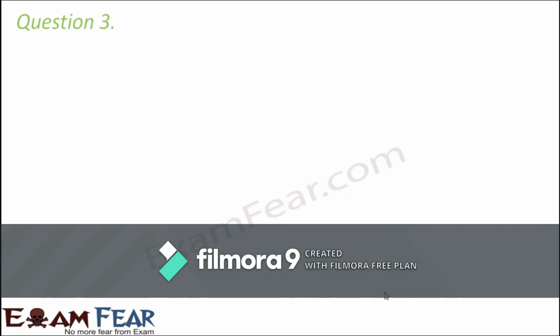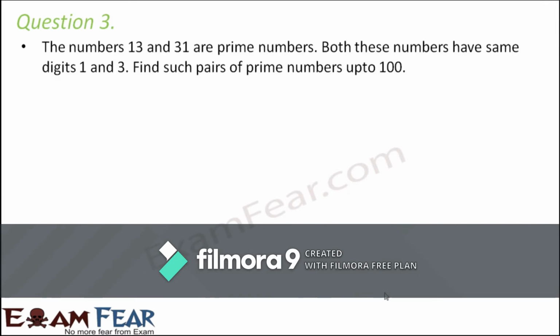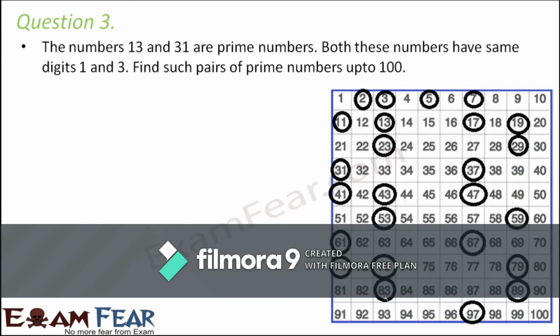Question number 3. The numbers 13 and 31 are prime numbers. Both these numbers have same digits 1 and 3. Find such pairs of prime numbers up to 100. So basically what are we trying to do? We are trying to find out numbers which are prime numbers and which are made up of the same digits. So one is already mentioned, 13, 31.